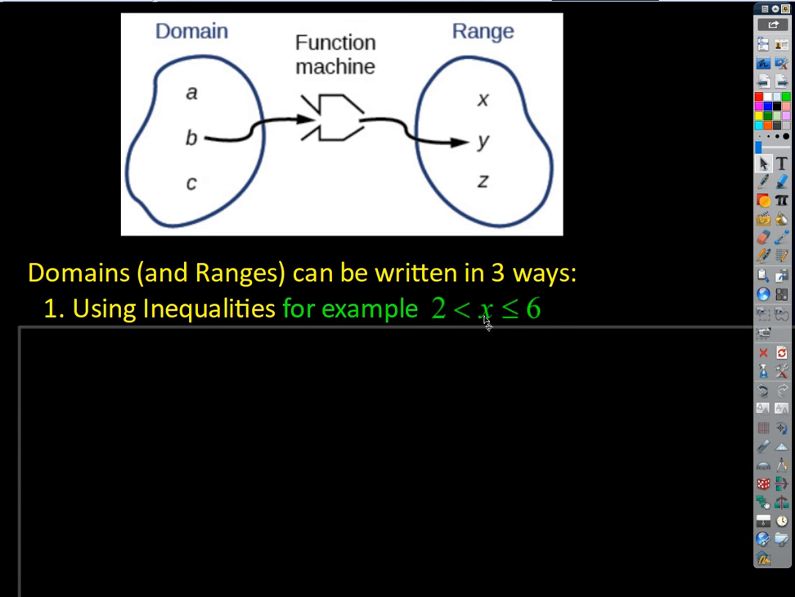Like how would we say this in math? How would we read that mathematically? 2 is less than x. Yeah, but we always start with the x, right? If it's a compound inequality. So try it again. X is greater than 2 and less than or equal to 6. Good. So x is greater than 2 and less than or equal to 6. That gives us a pretty good visual picture of what the domain is, right?